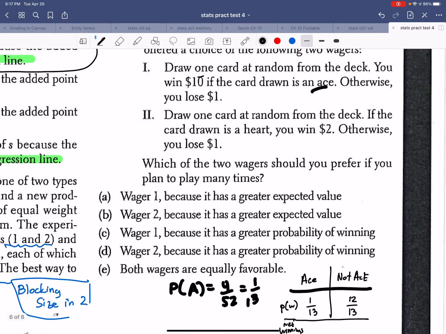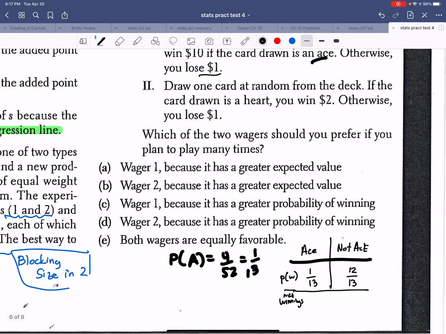So it looks like you lose $1 for playing. So yes, you're going to win $10, but you're going to lose $1 for playing. So your net winnings is $9. If your card is not an ace, then you just plain old lose $1. Okay? So that is your solution set there.